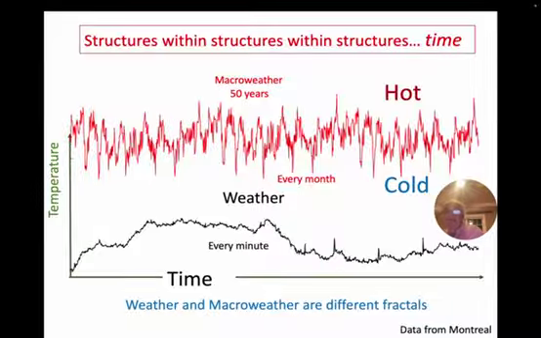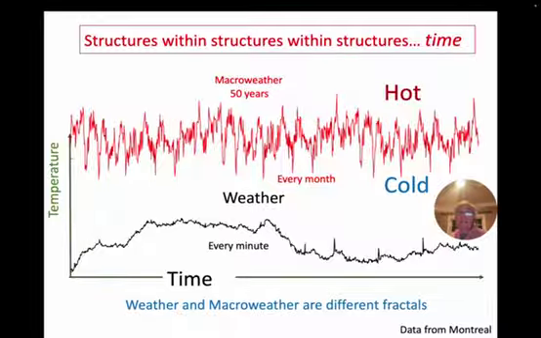I promised at the beginning that I would explain how zooming can help understand and model the climate. What do we find when we zoom in time? Is it fractals all the way from centuries down to minutes or even seconds, or are there different fractals involved? At the top, we see the temperature in Montreal every month for 50 years. At the bottom, we see it every minute for a day. They are indeed totally different.